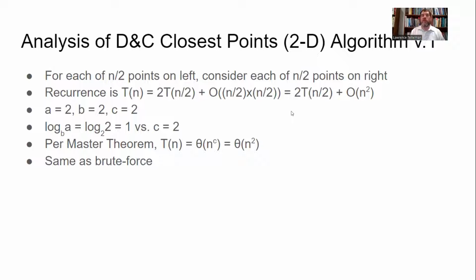We use the master theorem to help us solve that recurrence, or at least to estimate it. We say a equals 2, b equals 2, c, the power of n, is 2. I take log base b of a, log base 2 of 2 is 1, versus c equals 2. I think it's case 3 of the master theorem, but it also depends on how it's listed. So I get order of n to the c, which is n to the 2, which is n squared. How does that compare to brute force, just checking all pairs?